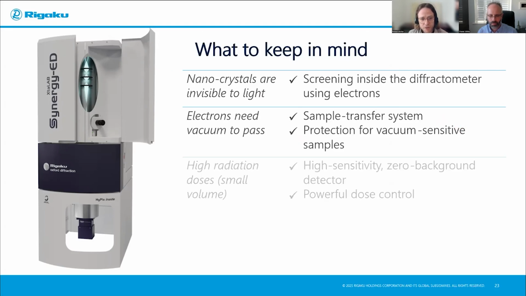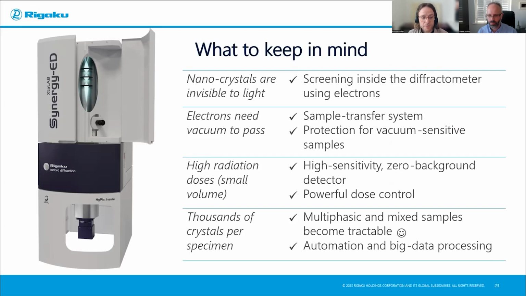The radiation doses, I mentioned this before, are relatively really high in electron diffraction because you want to extract all the signal you need from a tiny volume. So you cannot afford to waste any electrons in detection. You need the most sensitive detector you can get. And in implementing your control system, you need to always be cautious about not applying too much dose.